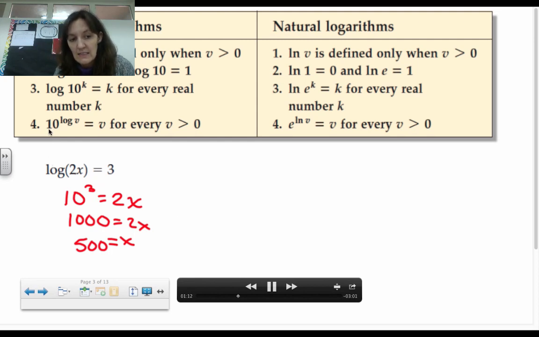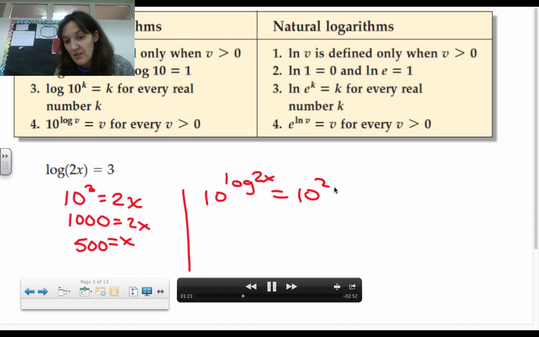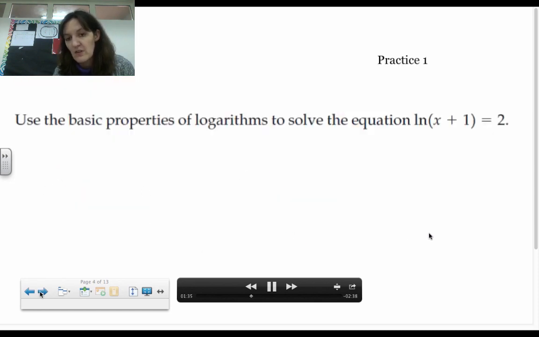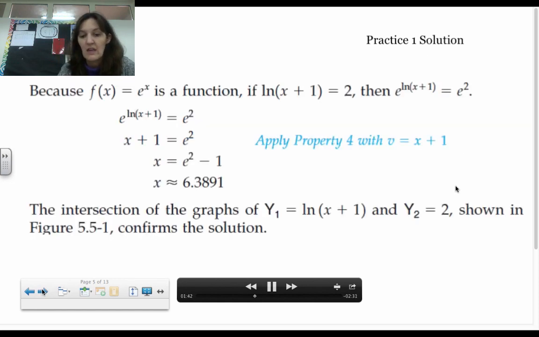So I can take this right here and I can do 10 to the log 2x equals 10 to the third. See, 10 to the log 2x equals 10 to the third. Now watch. The 10 and the log cancel out, and I'm left with 2x equals 10 to the third. It's the exact same thing. It's just another way to do it. You can't always use this rule. This doesn't always work, but this always works. For example, on your practice problem, you're going to have to do e to both sides to get it to work, and you'll need a calculator. There's your solution.